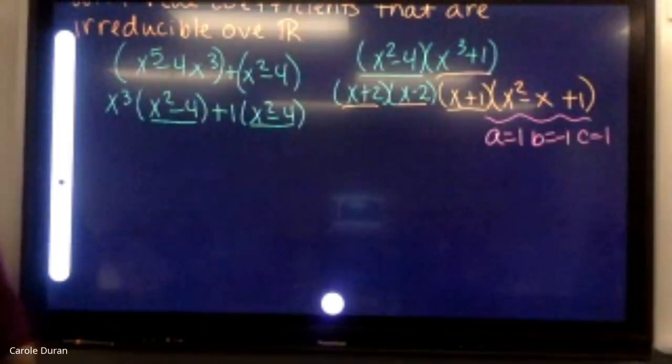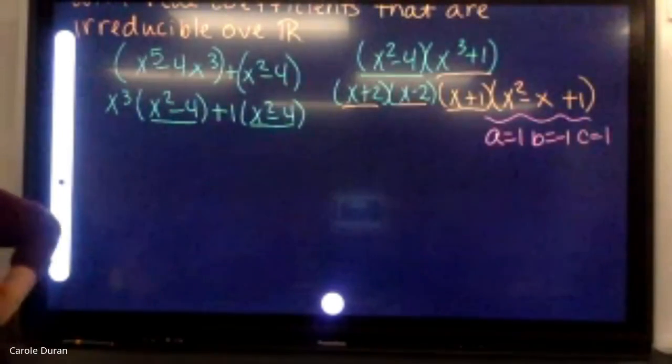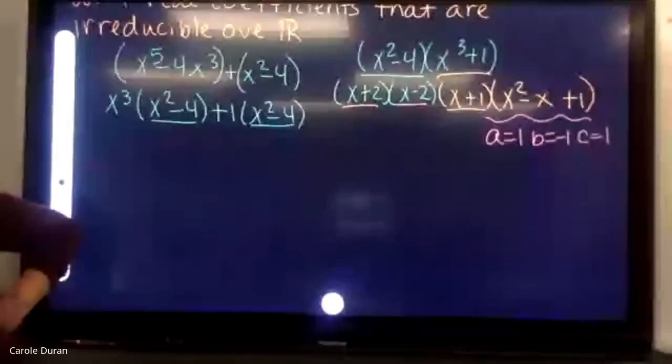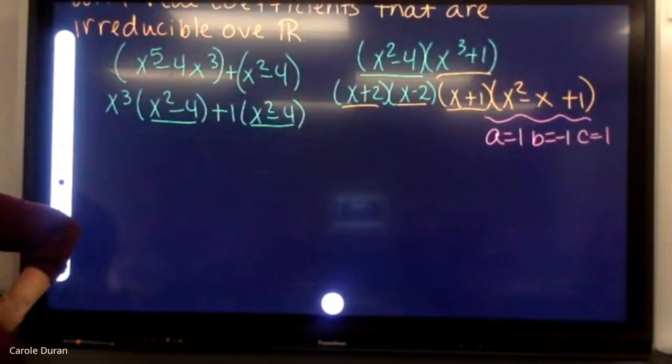Quick question. Do I need to do the entire quadratic formula to figure out if this is going to be imaginary or not? Just the b squared minus 4ac. What do we call that? Come on, it's been on a test and a quiz.